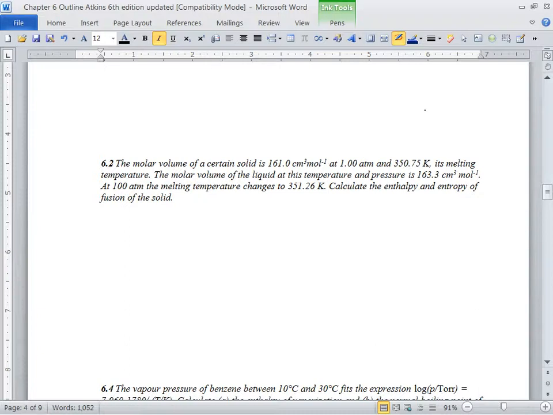Yeah, just read it. Thank you, Alyssa. The molar volume of a certain solid is 161.0 cm³ mol⁻¹ at 1 atm and 350.75 Kelvin, its melting temperature. The molar volume of the liquid at this temperature and pressure is 163.3 cm³ mol⁻¹. At 100 atm, the melting temperature changes to 351.26 Kelvin. Calculate the enthalpy and entropy of fusion of the solid.